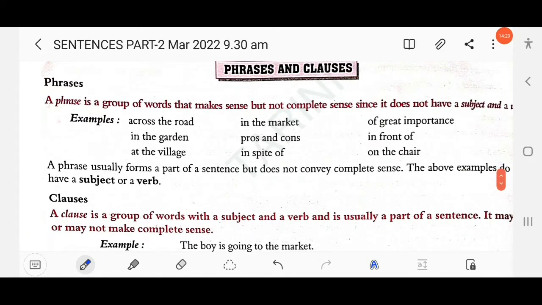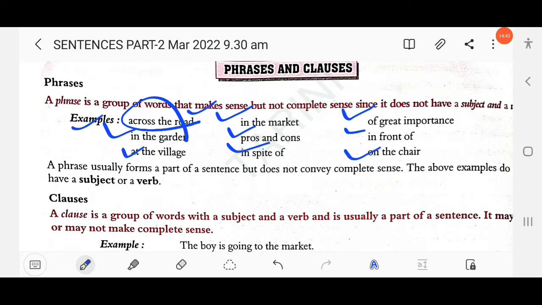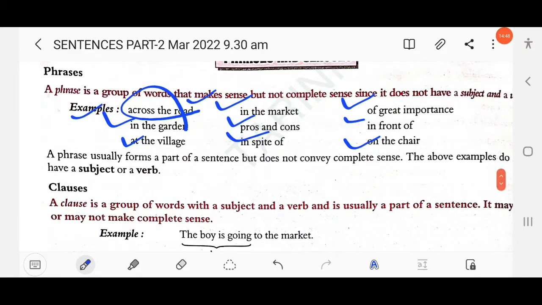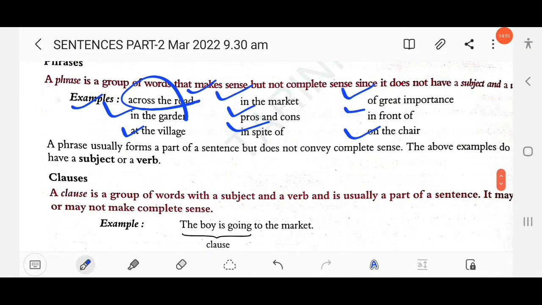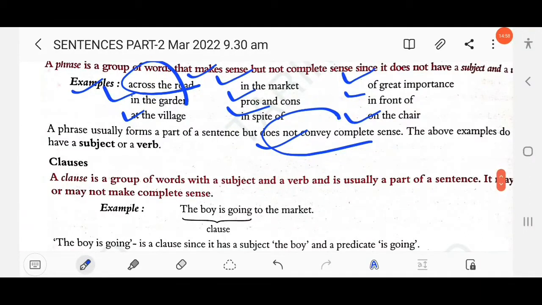So just look at the examples. Across the road. It makes some sense but not complete. In the garden, at the village, in the market, pros and cons, in spite of great importance, in front of, on the chair. So these are phrases. A group of words that makes some sense but not complete sense is known as a phrase. A phrase usually forms a part of a sentence but does not convey complete sense. The above examples don't have a subject and a verb, right? So in a phrase there is an absence of subject and verb.